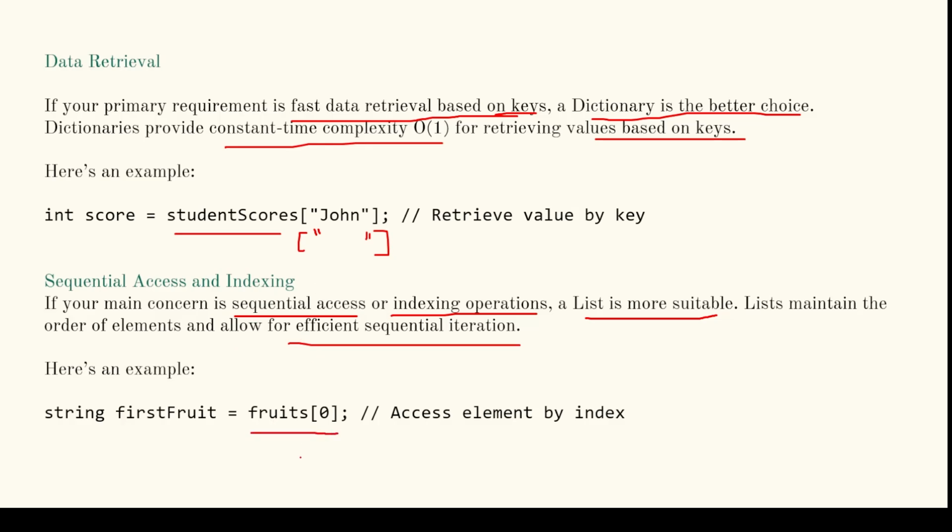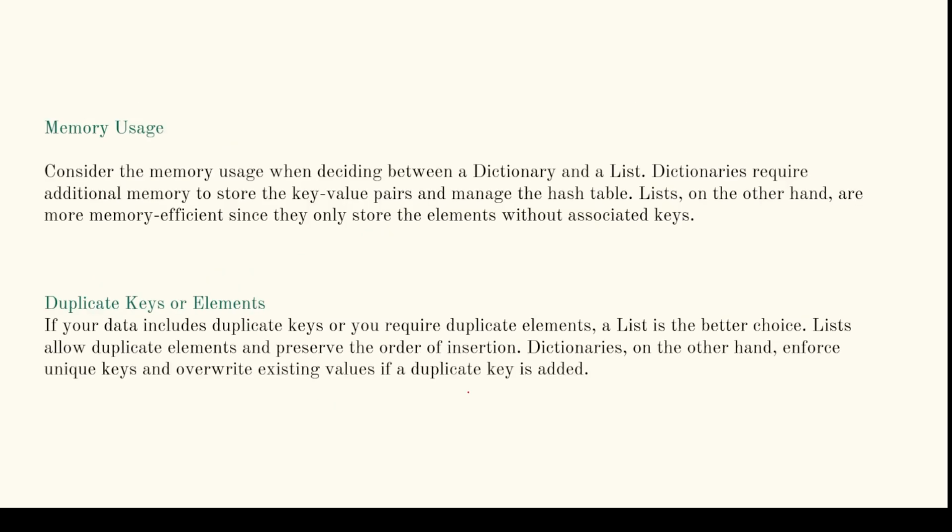So this is how you can retrieve data from a list. You can use the square brackets, and within the square brackets, you can pass the index of the element that you want to access. Okay, consider the memory usage when deciding between a dictionary and a list. Dictionary requires additional memory to store key value pairs and manage a hash table. So what dictionary will do is keep the keys at a separate memory location. That's why it needs some additional memory to store it. Lists, on the other hand, are more memory efficient because they don't have to keep track of the keys, they only store the elements without storing any keys.